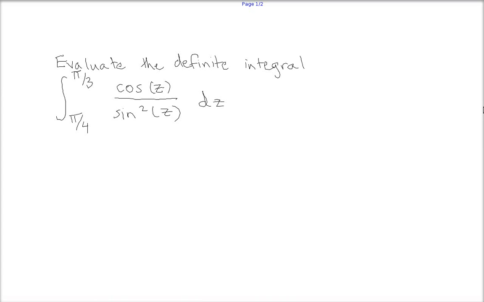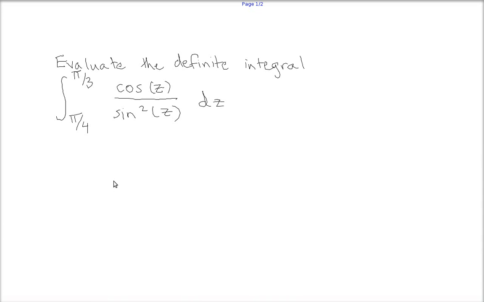Work. We have this definite integral we want to evaluate. Now your limits of integration and your exponent here will probably be different from mine, but the process is going to be pretty much the same. So I've got cosine over sine squared of z.